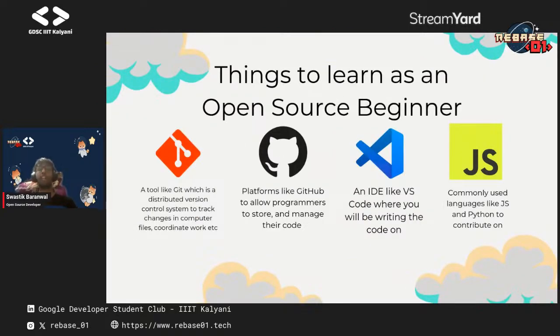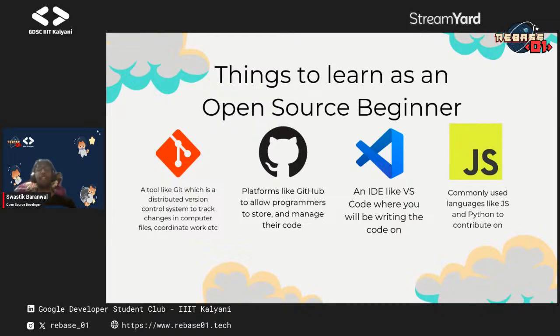So this is what I recommend everyone to do as an open source beginner. One should be learning how to use Git, which is a distributed version control to track changes in the computer, work, or place. So you must know about basic Git commands like git push, git commit, git add. These are the basic commands one should use when contributing to open source.